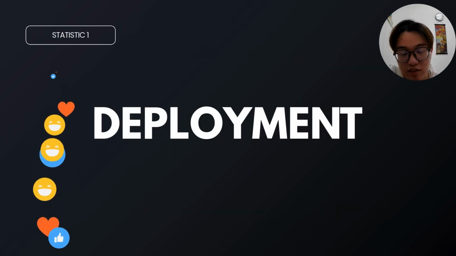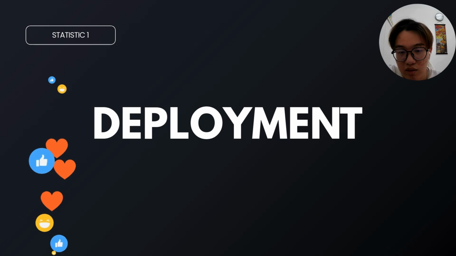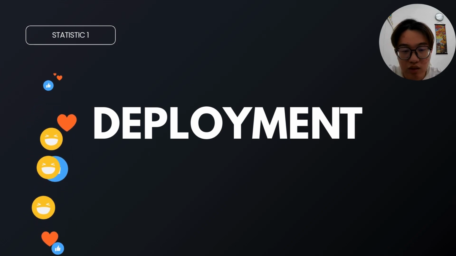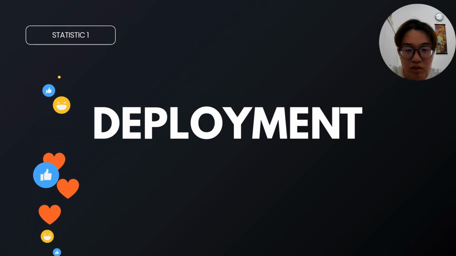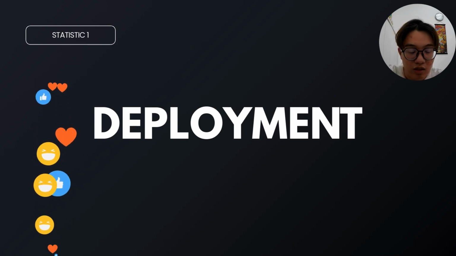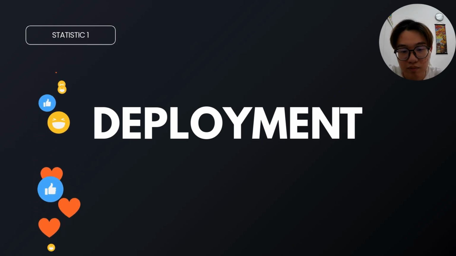Okay, this section is about deployment. In the deployment, we talk about how to upload our project to GitHub and then Streamlit.